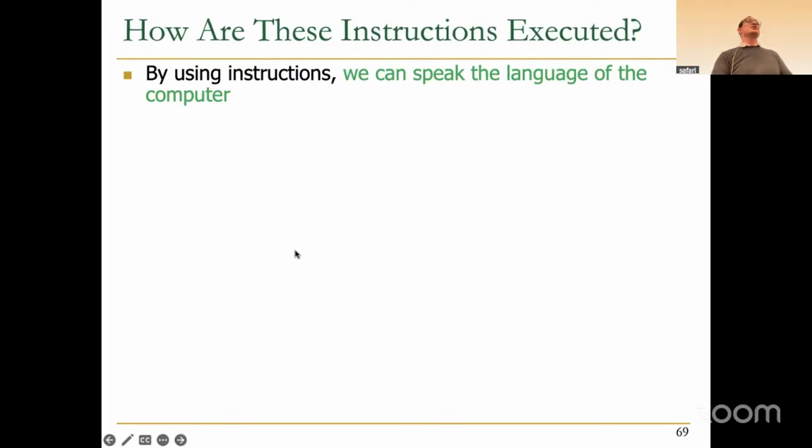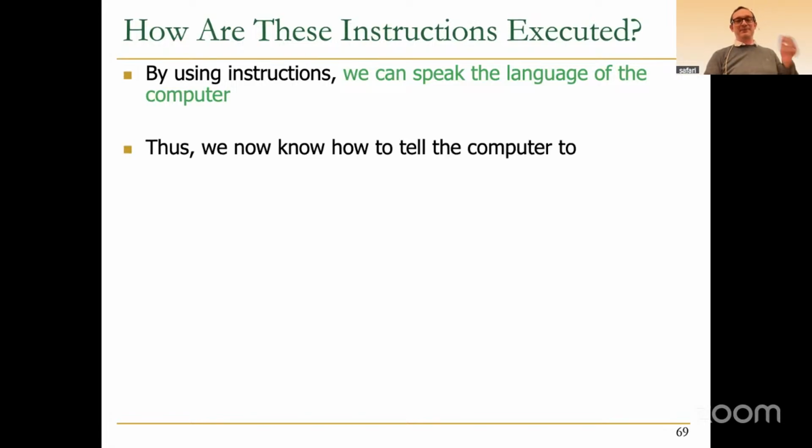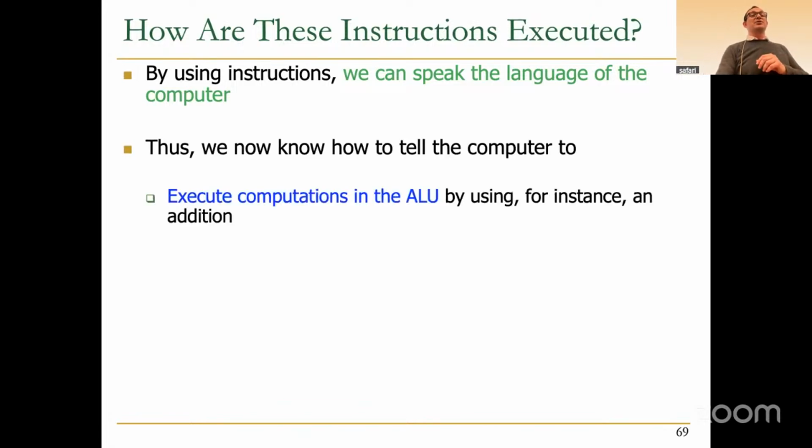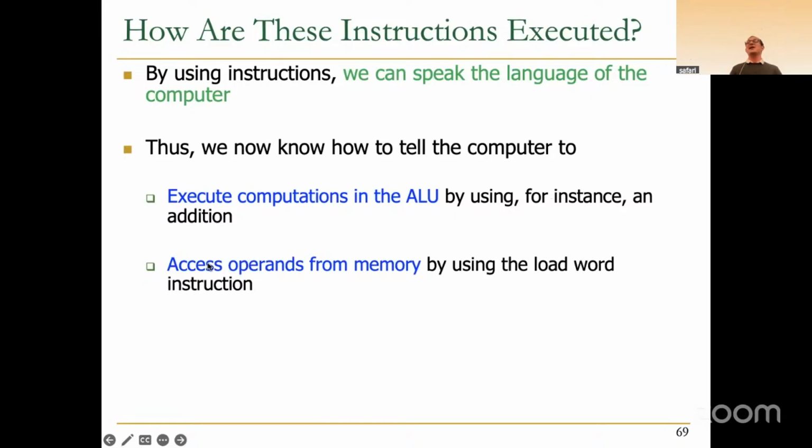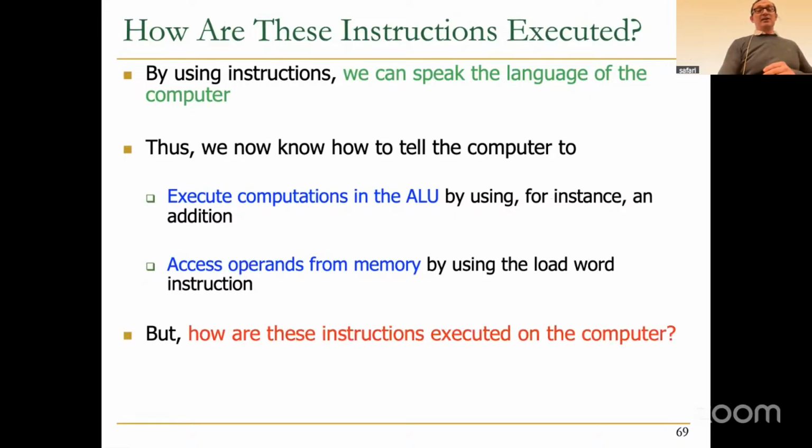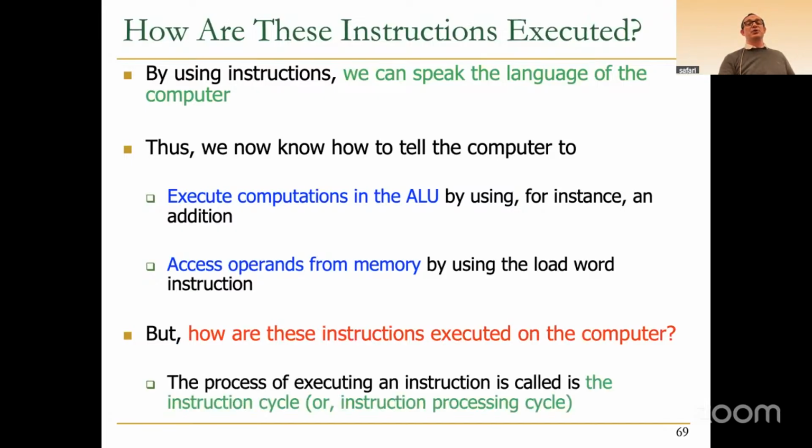Now we can speak the language of the computer because we encoded things in a way the computer can understand, and the computer can decode them using a lot of decoders, which you have seen. So we know how to tell the computer to do things, like execute computations in the ALU by using, for instance, an addition instruction. Access operands from memory by using the load word instruction. But how do these get executed on the computer? So the process of executing an instruction is called an instruction cycle or instruction processing cycle. I like the second one better, instruction processing cycle, because you're really processing instruction. It's called a cycle because you keep doing this repeatedly.